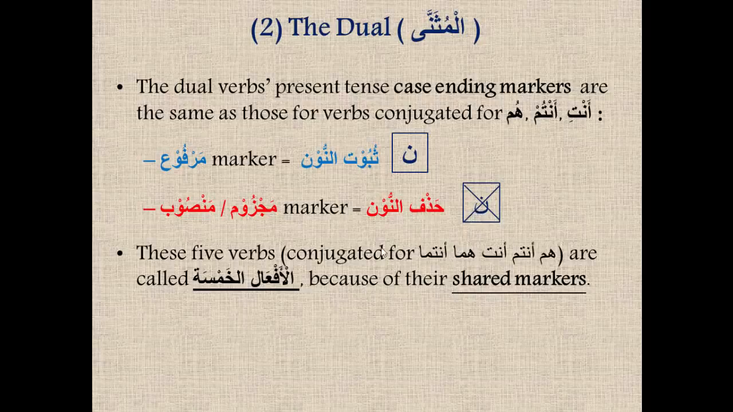So all 5 of these verbs, i.e. those verbs conjugated for hum, antum, anti, huma, and antuma, all 5 of them are collectively called al-af'al al-khamsa, because of their shared markers. And al-af'al al-khamsa, this phrase literally means the 5 verbs. So their case endings all revolve around the noon, the presence of the noon in the marfu' and the absence or elimination of the noon in the majzum and the mansub.